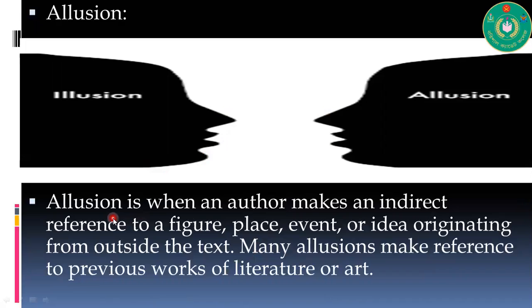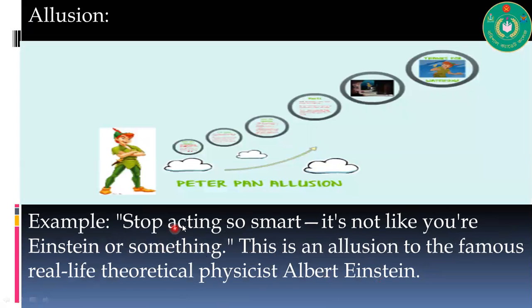Allusion, an interesting figure of speech. Allusion is when an author makes an indirect reference to a figure, place, event, or idea originating from outside the text. Many allusions make reference to previous works of literature or art. It will become clear if we see the example. Stop acting so smart. It's not like you were Einstein or something. This is an allusion to the famous real-life theoretical physicist, Albert Einstein. So you make a reference.